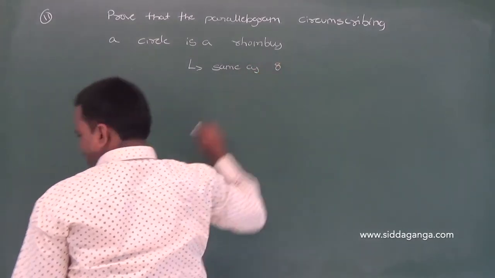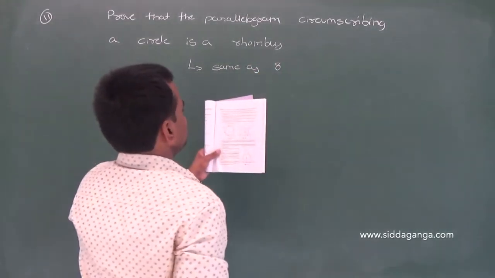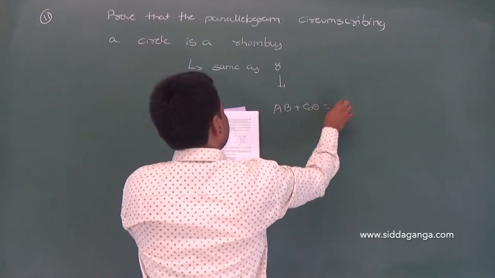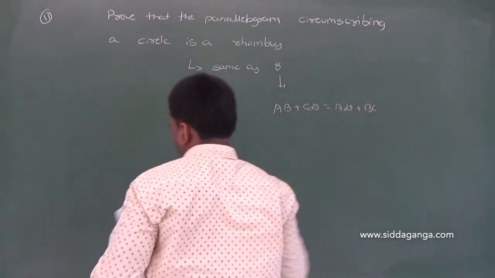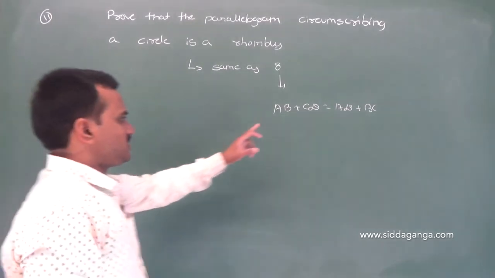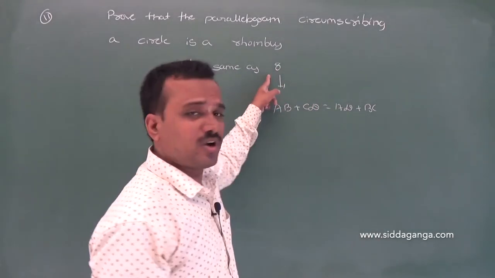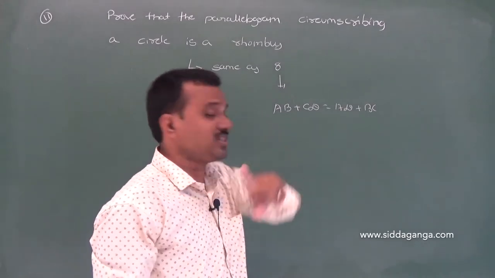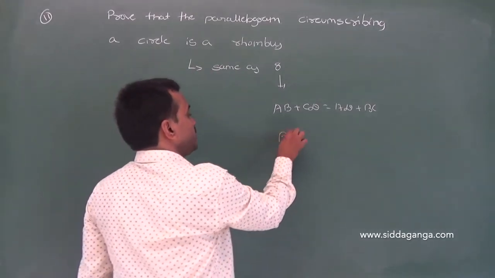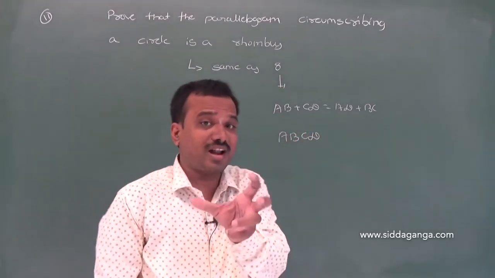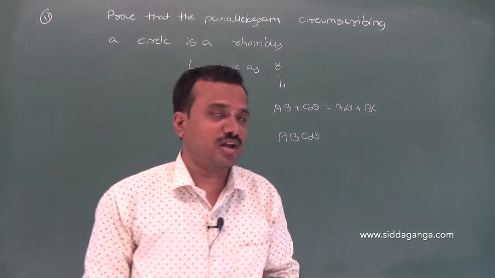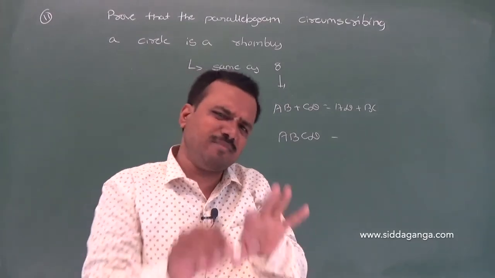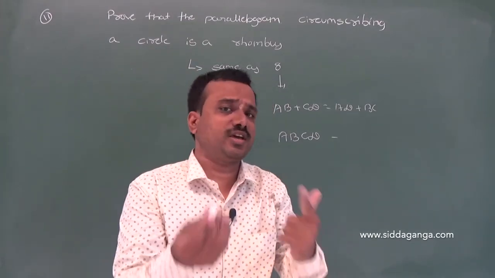same as 8th problem, I think. Problem number 8. In 8, what we prove? AB plus CD is equal to what? AD plus BC. Little difference. AB plus CD is equal to AD plus BC. Eighth problem, what we discussed in the last class. In that eighth problem, he has given ABCD is a quadrilateral. Here we take ABCD is a parallelogram. Here we take the same proof that we discussed in the last class, 8th problem.